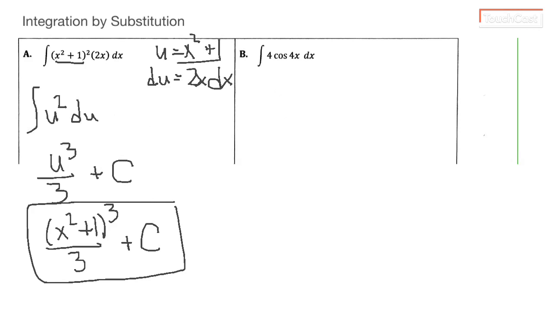That's it. Now when I'm looking at b here, I'm going to let my u equal whatever's inside the cosine. So I'm going to let it equal 4x, because if I take the derivative, if I find du, I'm going to just get 4 with respect to x. So I can rewrite this integral. I can write this as the integral of cosine u du.